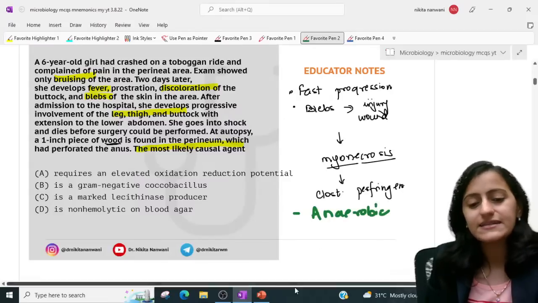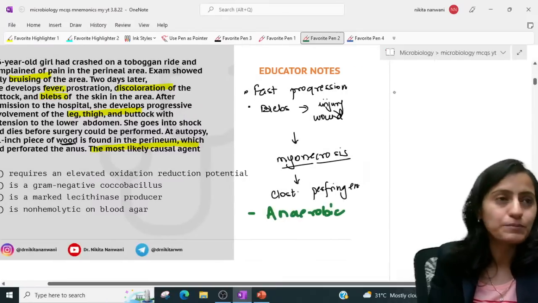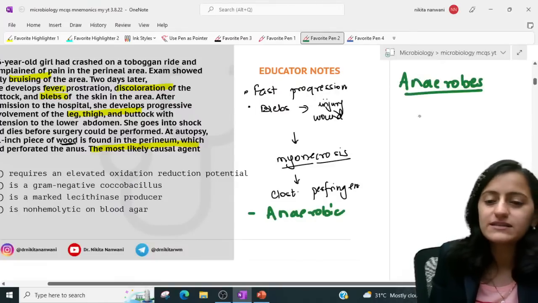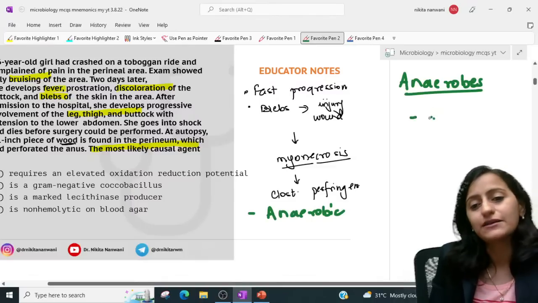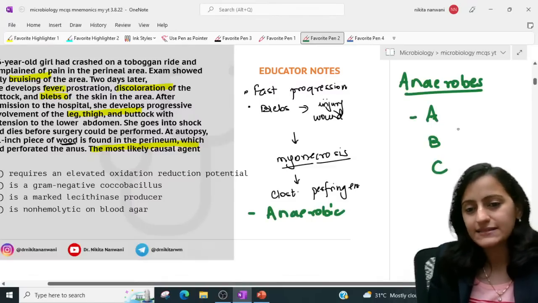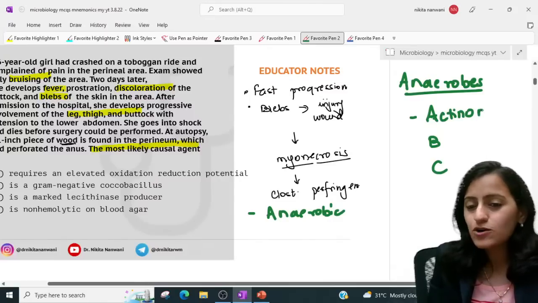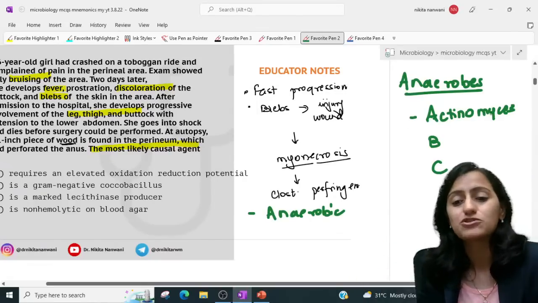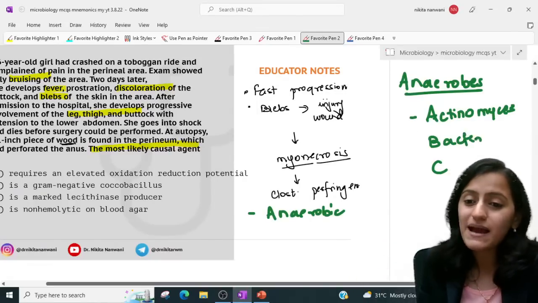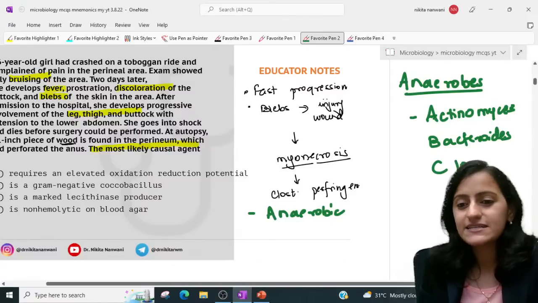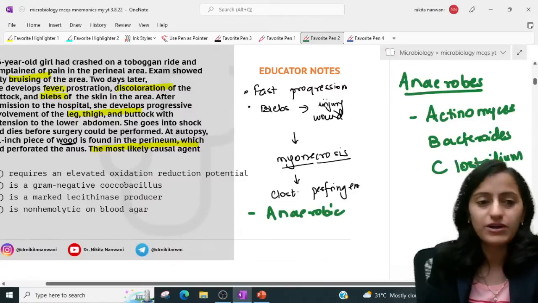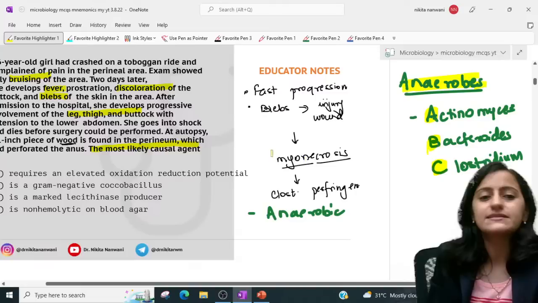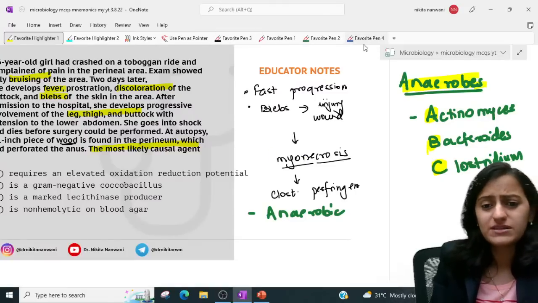Remember that it is anaerobic. So at least remember the three anaerobes, if not all. Which are the three anaerobes? The mnemonic to remember the anaerobes is A, B, and C. A is Actinomyces. Nocardia and Actinomyces are the branching filaments, and out of that, Actinomyces is anaerobic. B is Bacteroides fragilis, and C is Clostridium. Remember this mnemonic for anaerobes. So for anaerobes, it is A, B, C, which is the trick that you need to remember.